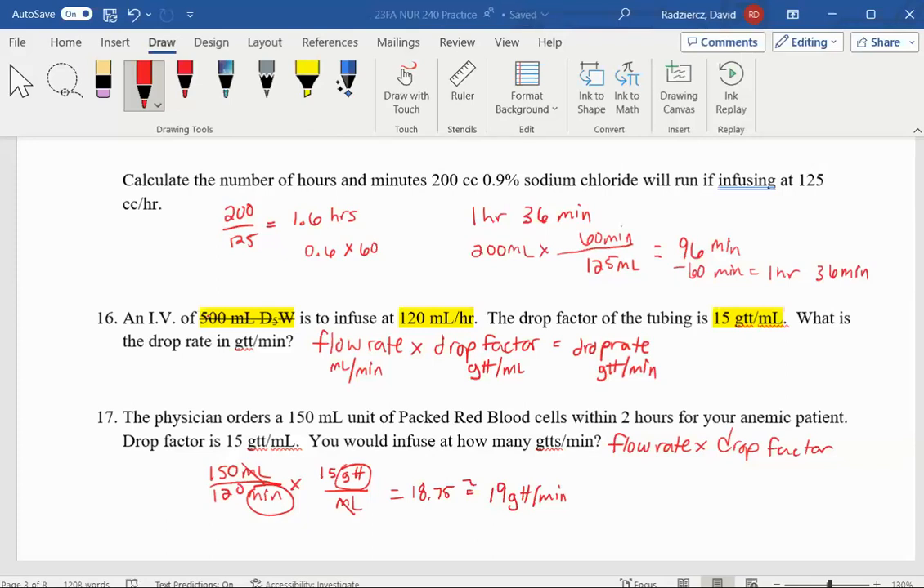So one of the things that I do when I see something like 120 milliliters per hour, I just automatically convert hours to minutes. So the way I would write this question is 120 milliliters over 60 minutes. The reason I'm doing that is it saves me a step, so I don't have to do that conversion later. Then I multiply that by the 15 drops per milliliter. And I get 30 drops per minute.